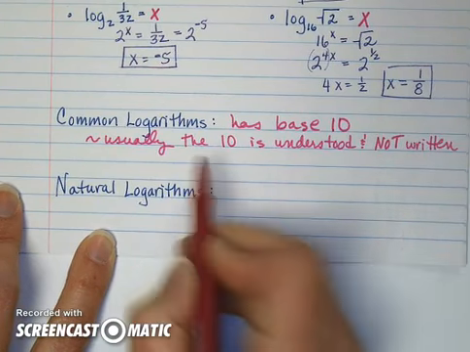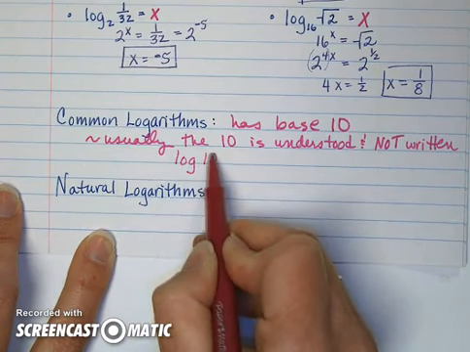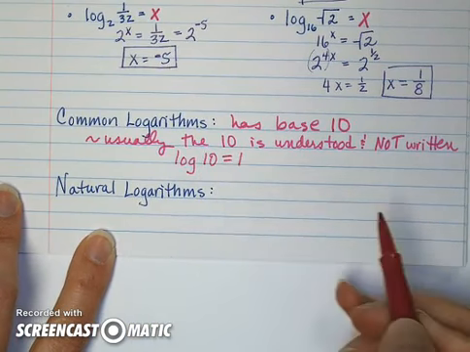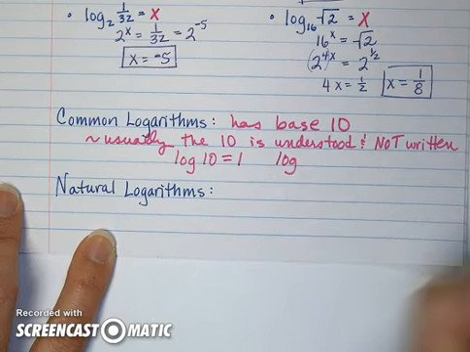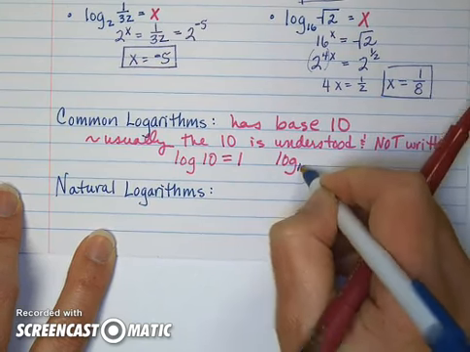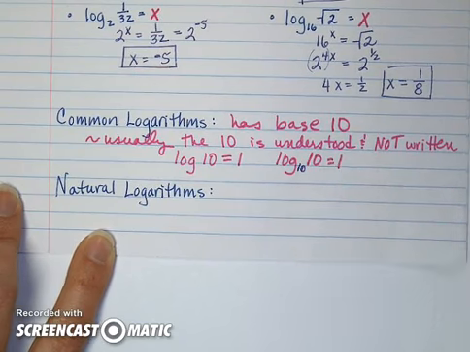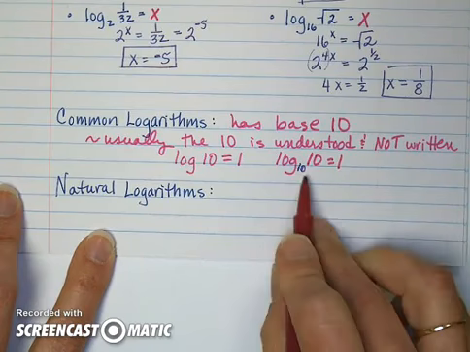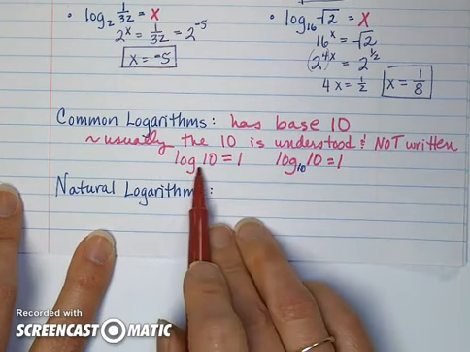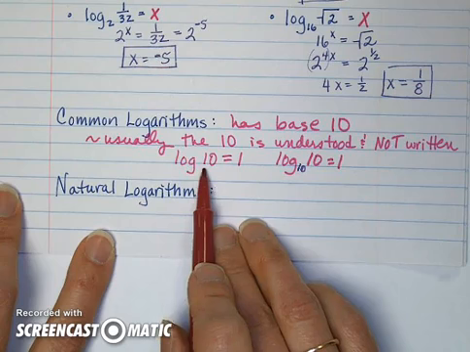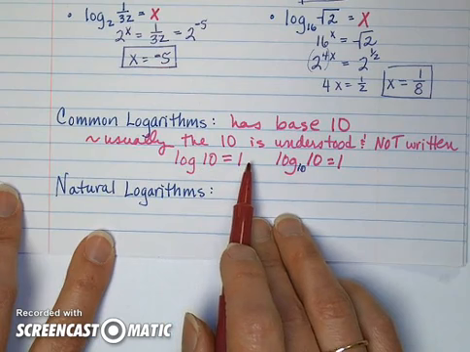So if we just write log of 10 equals 1, that's the same thing as writing log base 10 of 10 equals 1, because you know that 10 to the first power equals 10. So if you just see the word log and no base, it's understood to be a base 10, which is nice because the logarithm function on your calculator is already in base 10.